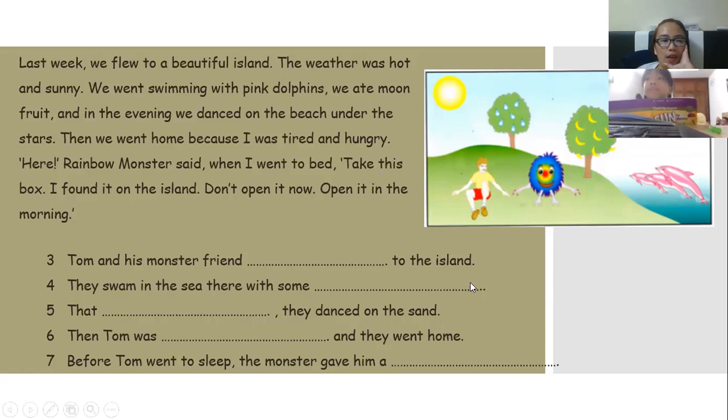Okay. Now let's try it. Number three, Tom and his monster friend flew to the island. Again, baby. Tom and his monster friend flew to the island. Four. They swam in the sea with some pink dolphins.